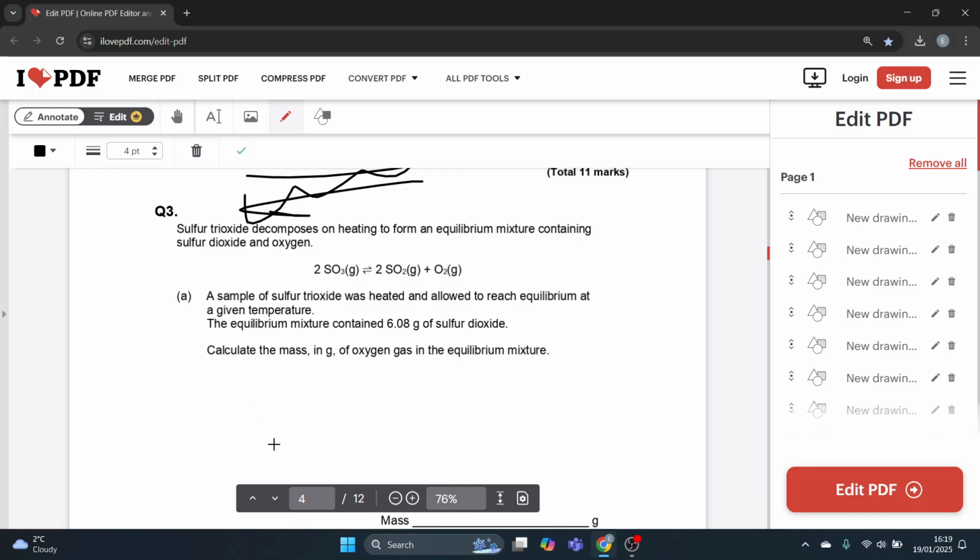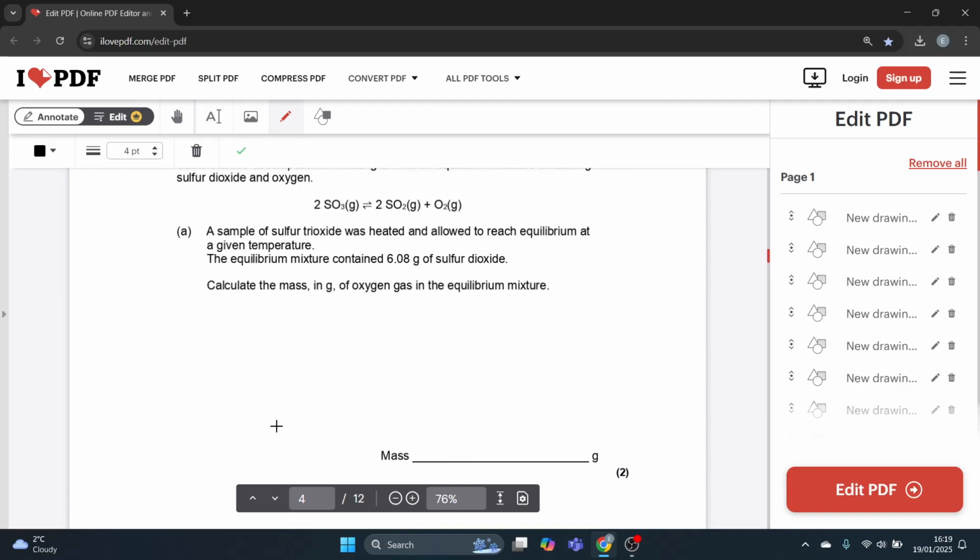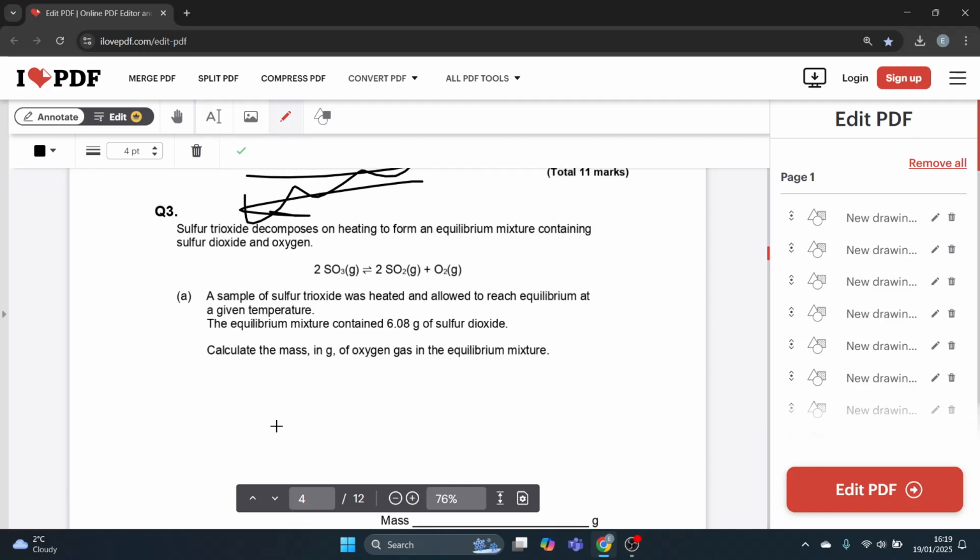A sample of sulfur trioxide was heated and allowed to reach equilibrium at a given temperature. The equilibrium mixture contains this much sulfur dioxide. Calculate the mass of oxygen gas in the equilibrium mixture. I want to find out the mass of oxygen gas in the equilibrium mixture.